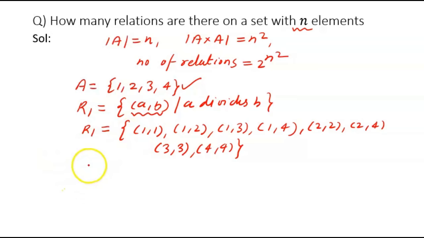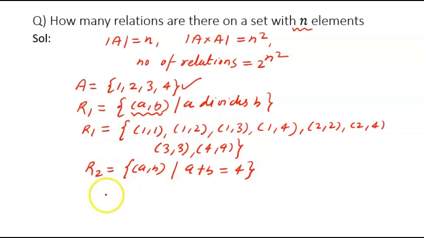Suppose I ask you to define a relation R2. What is the property that R2 follows? That it has all the ordered pairs (A, B) where A plus B is equal to 4. And I ask you to write all the elements in R2, where R2 is the relation.